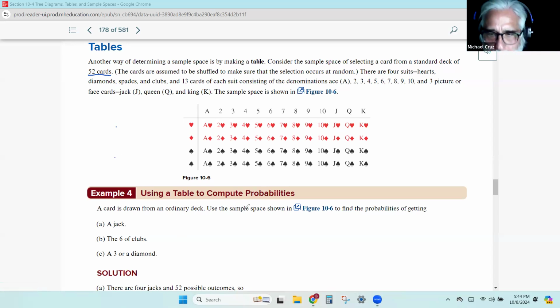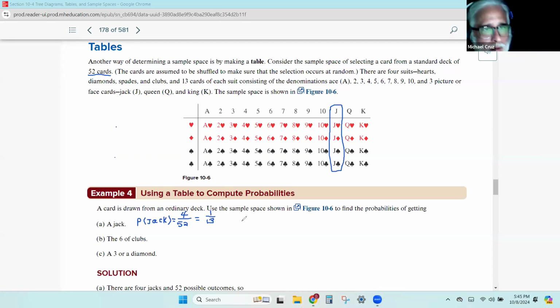A card is drawn from an ordinary deck. Use the sample space up here to find the probability of getting a jack. Well, we need to figure out how many jacks there are. All right, there's 4 jacks. So then the probability of a jack, we got 4 of them over a total of 52. And so this simplifies because 4 goes into 52 13 times, and then 4 goes into itself 1 time.